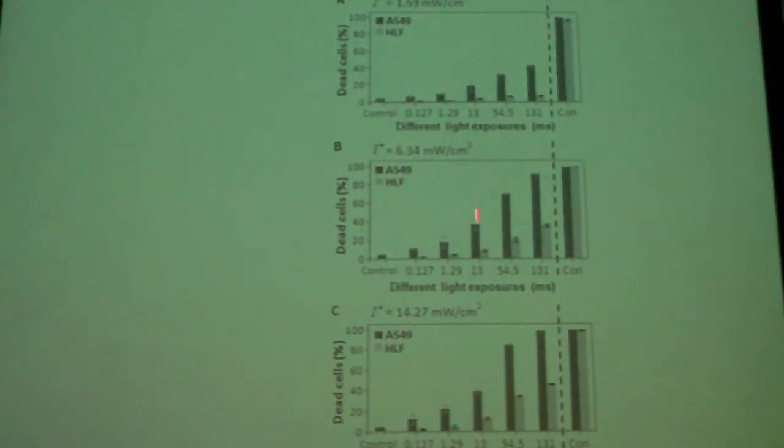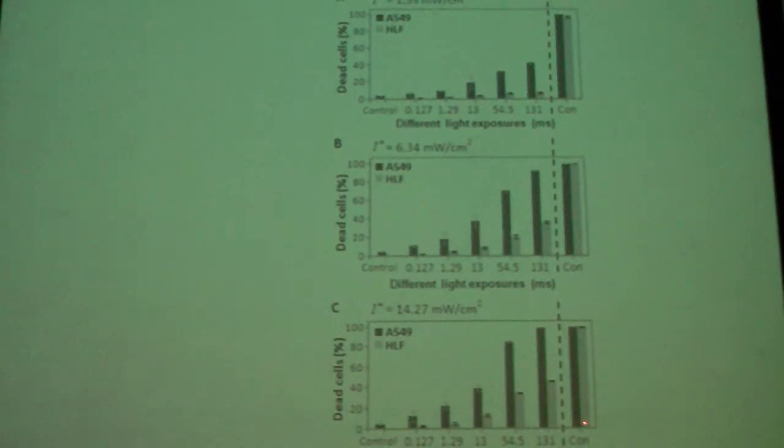With a comparison of these percentages, you can find that, as I explained before, the light intensity of 14.27 and pulse length of 131 milliseconds has nearly the same effect on the cancer cells and much lower side effects compared to the continuous case.